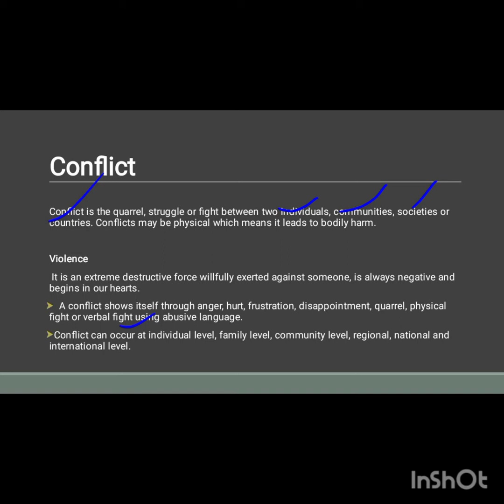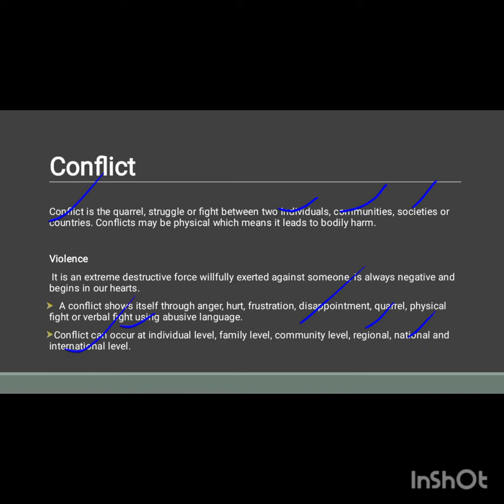Conflict can occur at individual level, family level, community level, regional, national, and international level. That's where we can experience what? Conflict. Individual level, we just fight. We just have maybe a misunderstanding, the two of us. That is individual level. Family level, families have got problems. There is a disagreement between the families. Then community, two communities are fighting, maybe over a land or just a stream. Regional level, just a region fighting over maybe a river, maybe just a natural resource. And national level, that is in the country now.